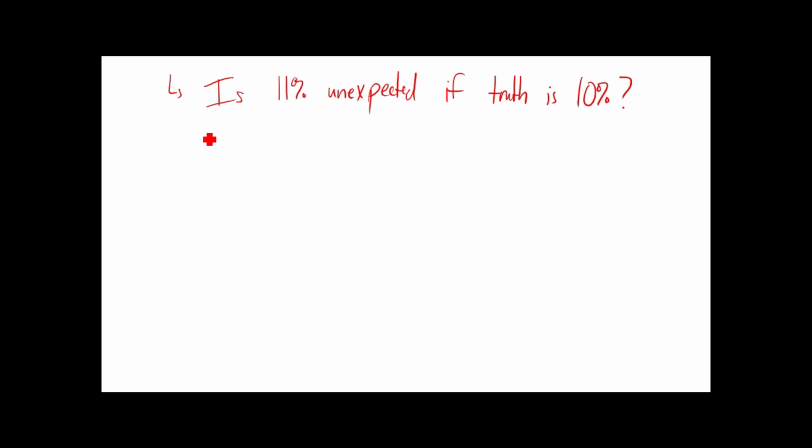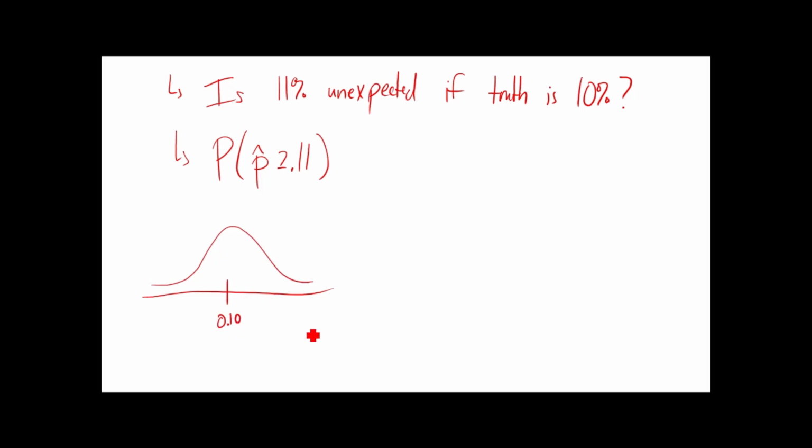Now, of course, what we need to do here is answer the question, what's the probability that p hat is more than 11%? Because if 10% is really the truth, our sample proportion should be centered around 10%. But sometimes we're going to get higher proportions, sometimes lower. We saw a sample proportion of 11%. I want to know, what's the likelihood of something like that, or more extreme?